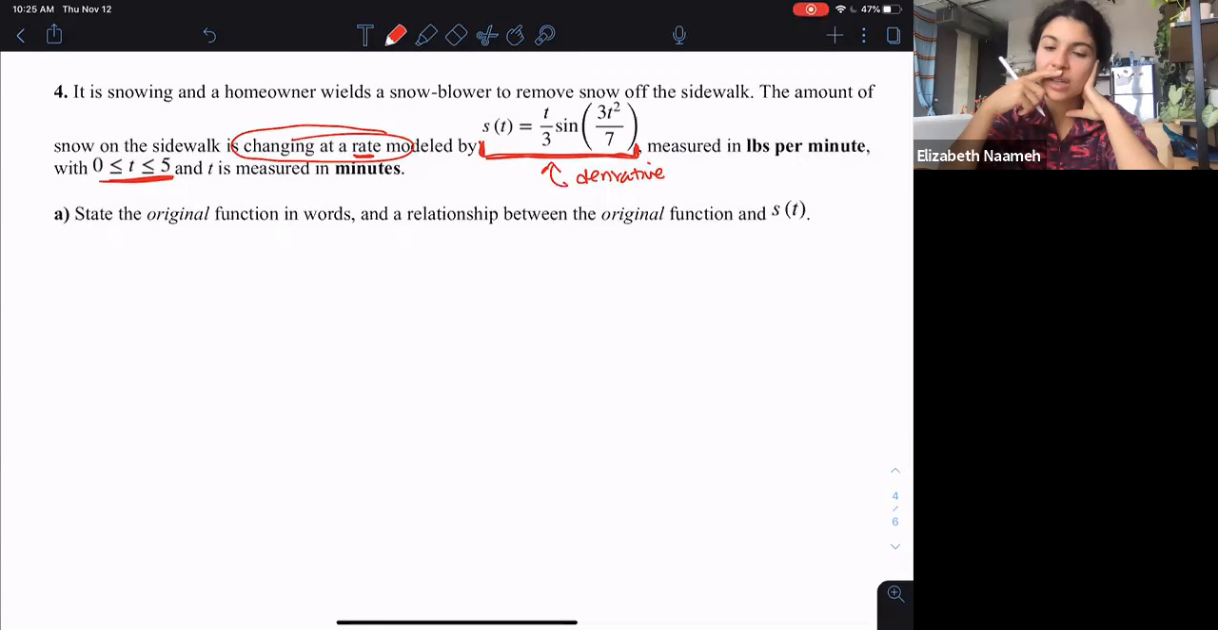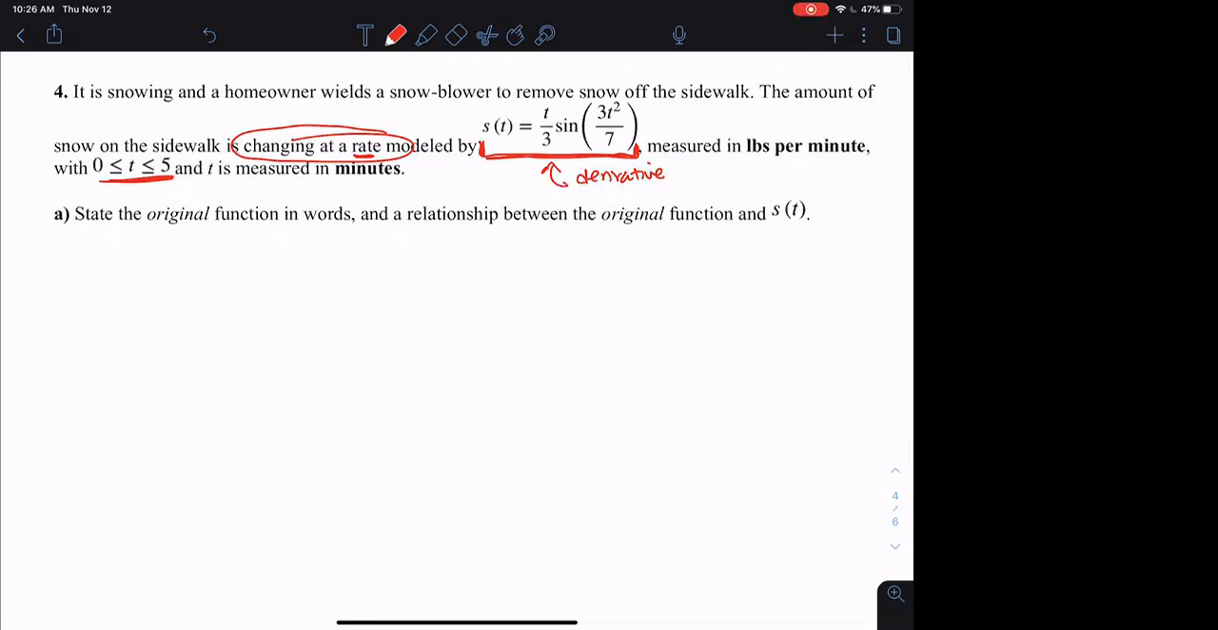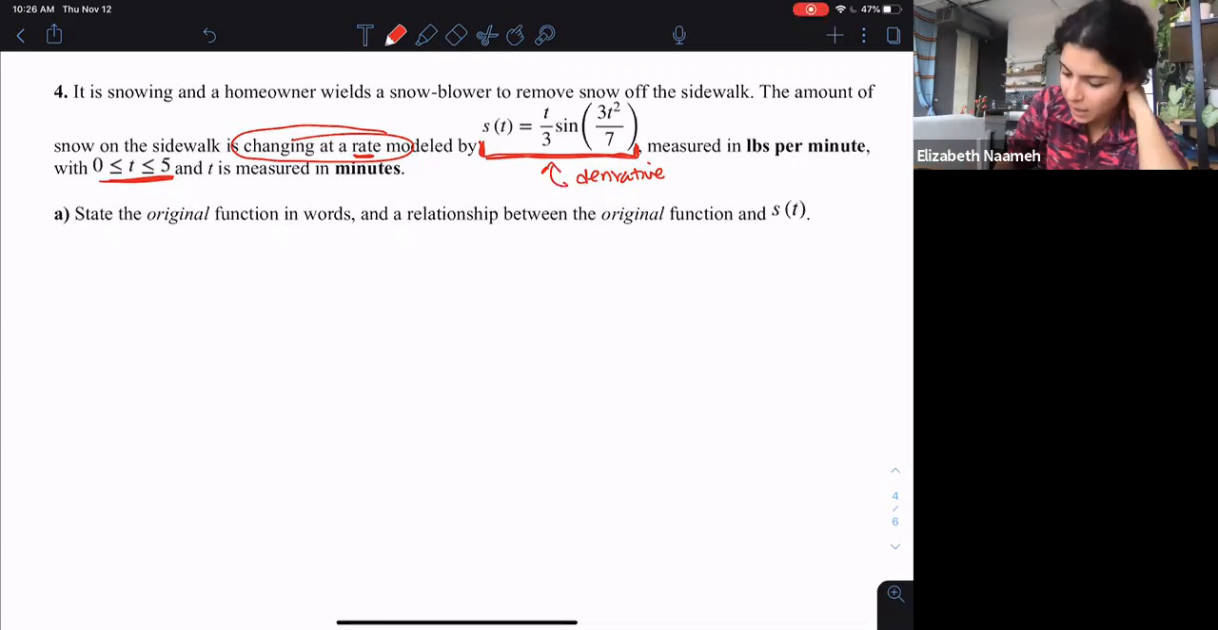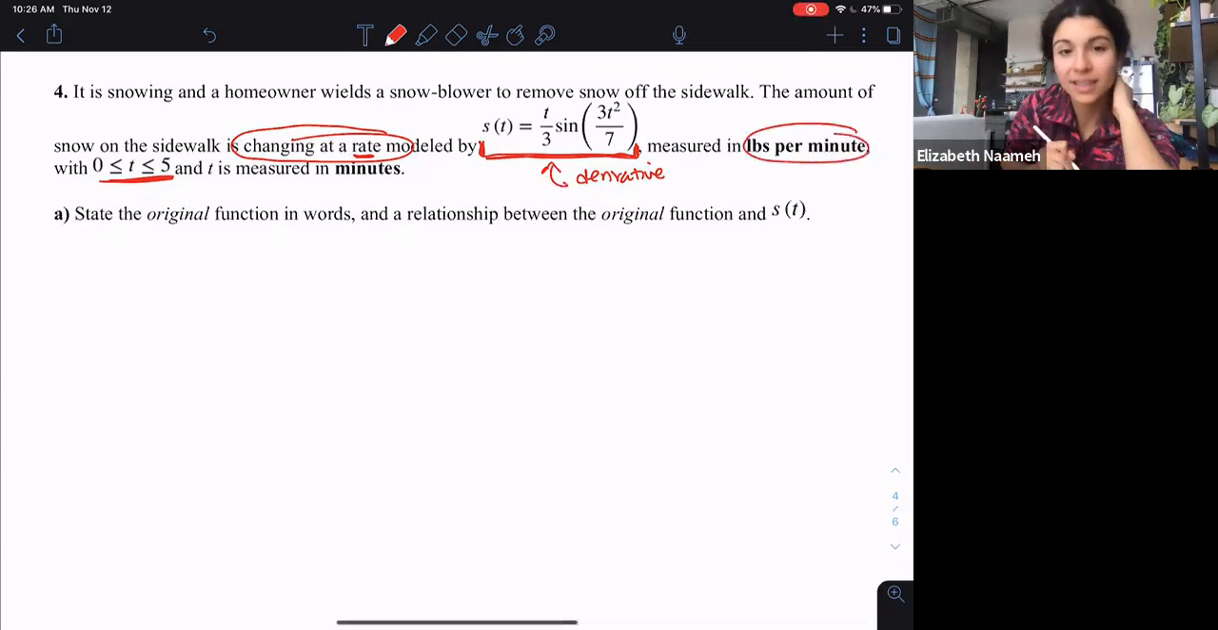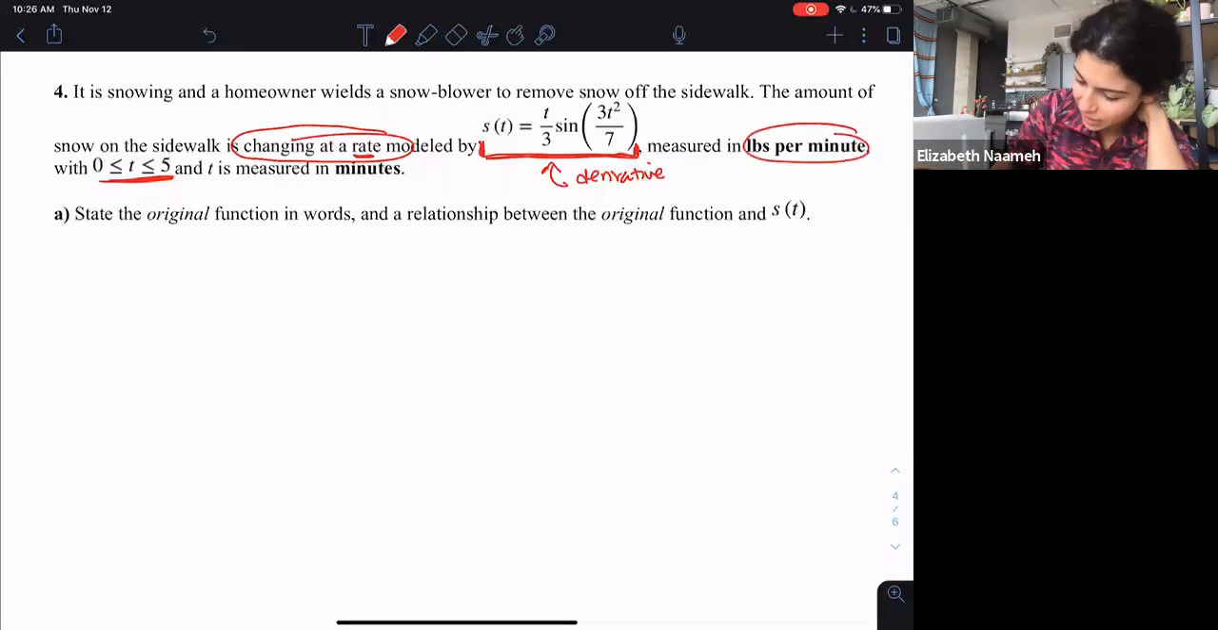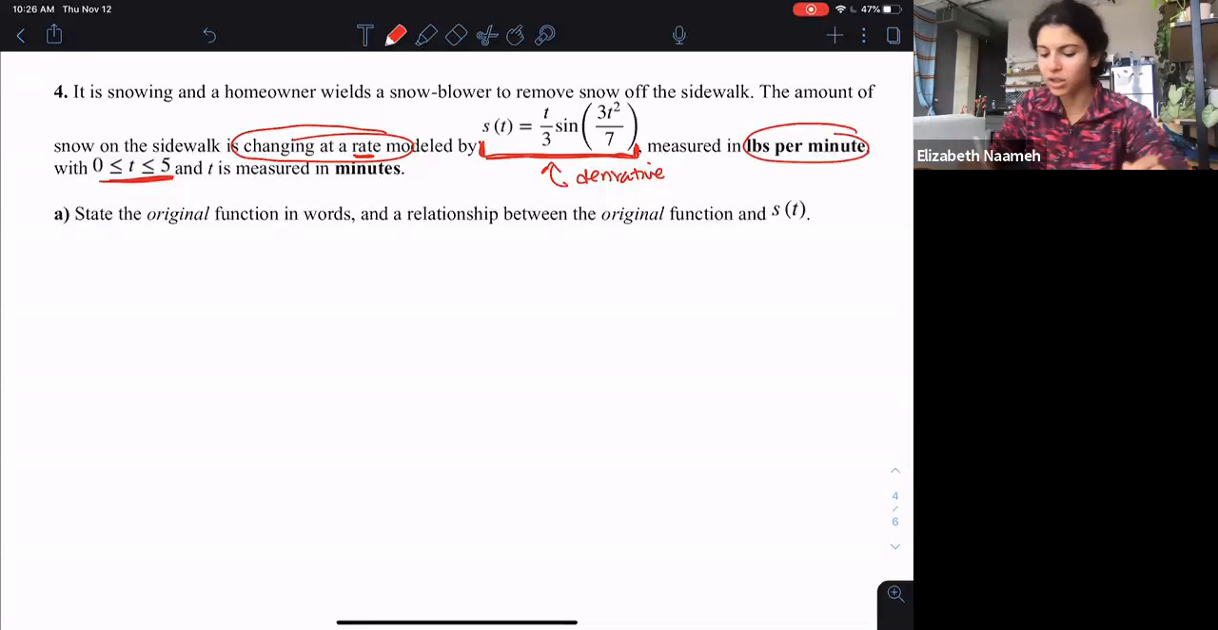Look at the units. Pounds per minute. Does that suggest a y over x? Pounds per minute. That's a rate of change. So that's another reason. Write down pounds per minute also indicates a derivative. So what we need to do first is separate the original function from the given function.